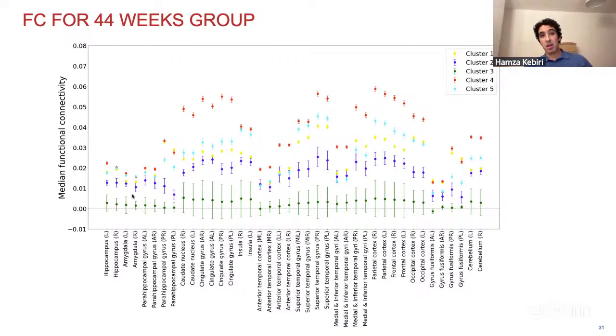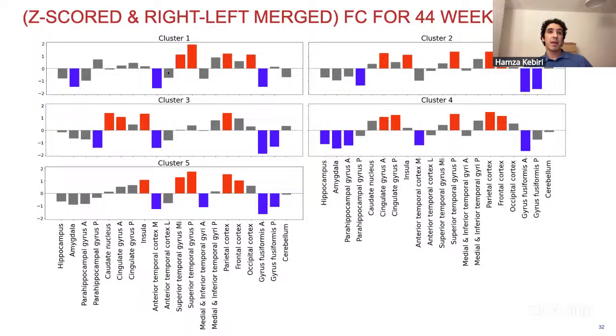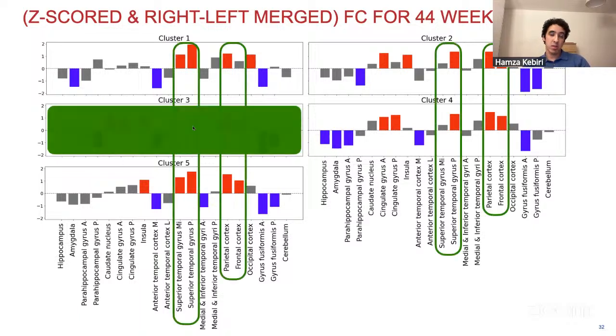And since this is a lot of information, we merged the two hemispheres, the right and left. Then we averaged them, and we also z-scored so that we can say, for instance, if it's higher than 1, then it's highly connected. If it's less than -1, it's more disconnected. So again, this is the discarded cluster, this cluster 3.